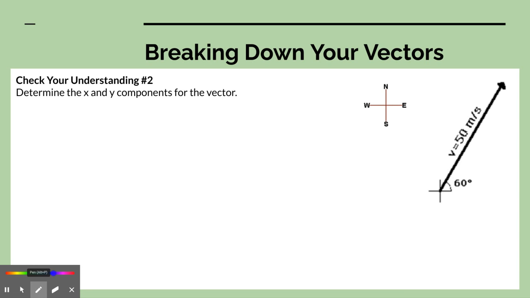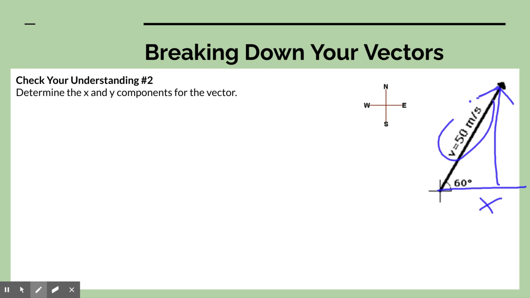Let's see. Sorry, determine the x and y components. So we're given this vector here. We've got to figure out this, and we've got to figure out this. So here is our resultant, that is our hypotenuse. And we've got to figure out what our x and y components are. What's our x and what's our y here?